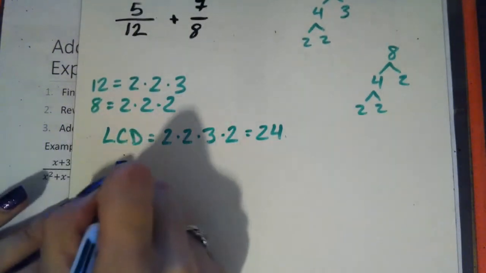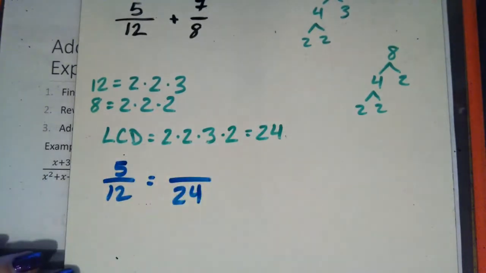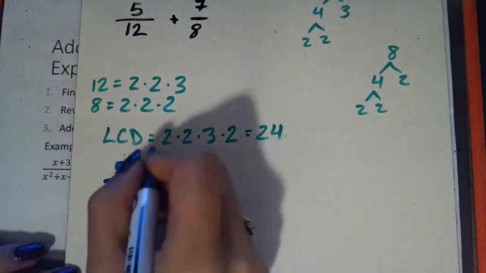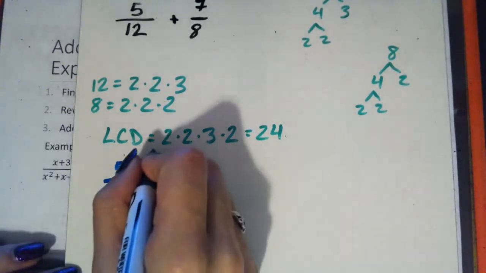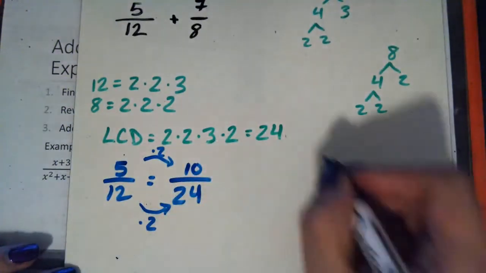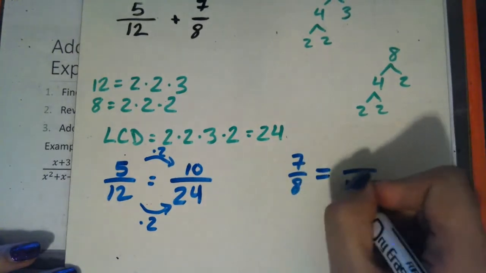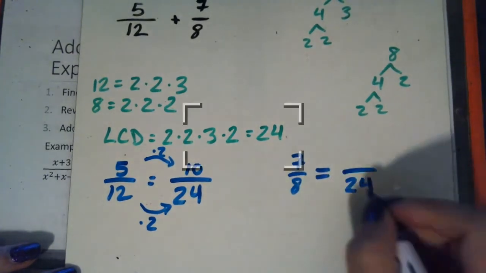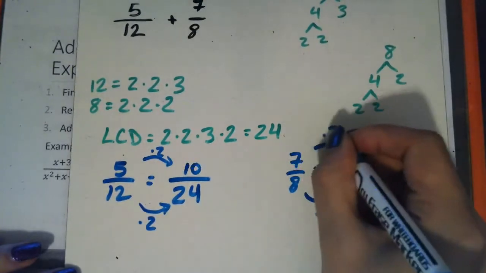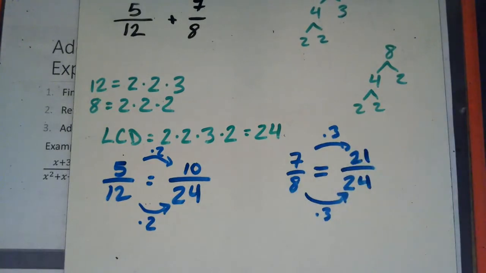Starting with 5/12, I need it to have a denominator of 24. To get from 12 to 24, I need to multiply by 2. So to get the equivalent fraction, I need to multiply my numerator by 2, which gets me to 10. 7/8, I want to get to a fraction out of 24. My denominator I need to multiply by 3. So I also need to multiply my numerator by 3, which gives me 21.